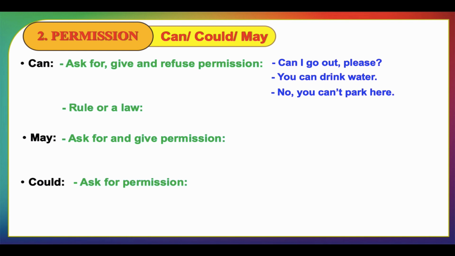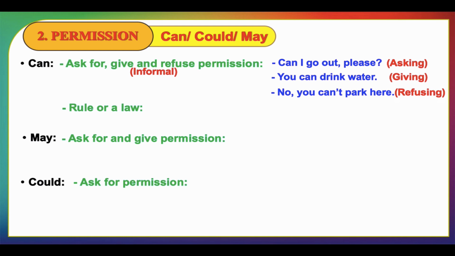Through understanding these kinds of sentences, we can assume that can is used in an informal way. Like the first one, asking, "Can I go out, please?" You can say this expression to your friend, but to a teacher we have another expression. You can drink water. No, you cannot park here. Imagine you go to a place in front of someone's shop and you try to park your car, and he would say, "No, you cannot park here."